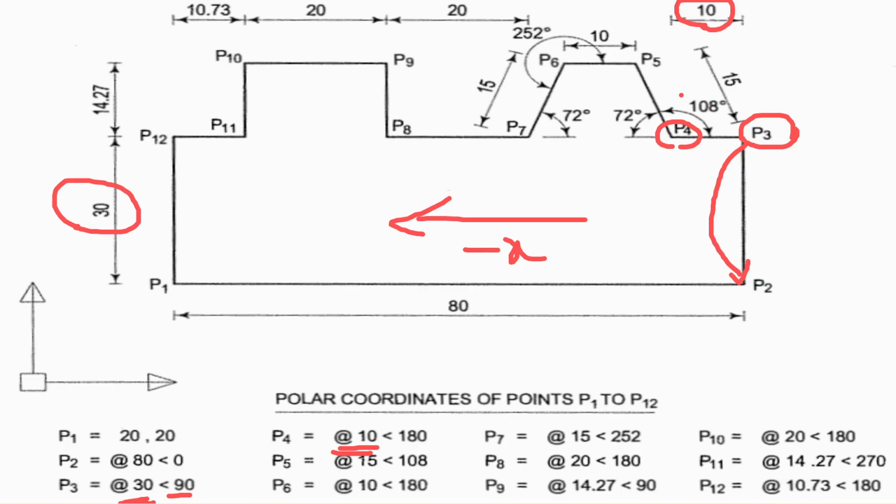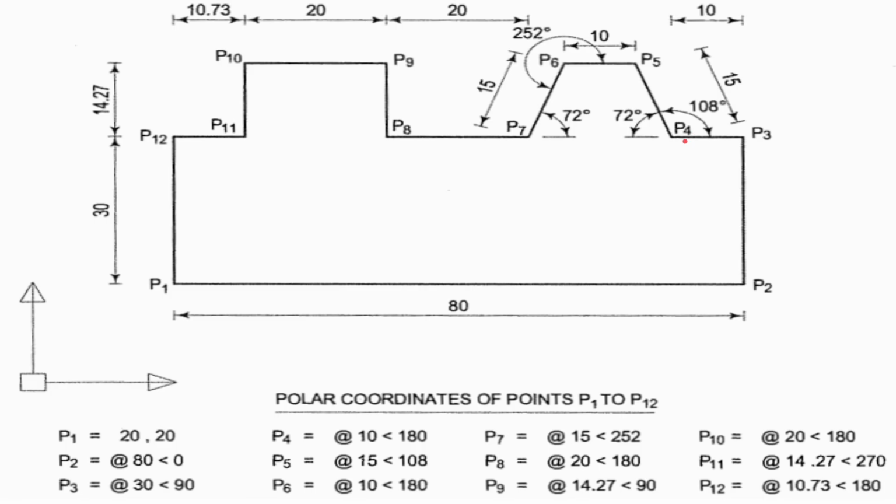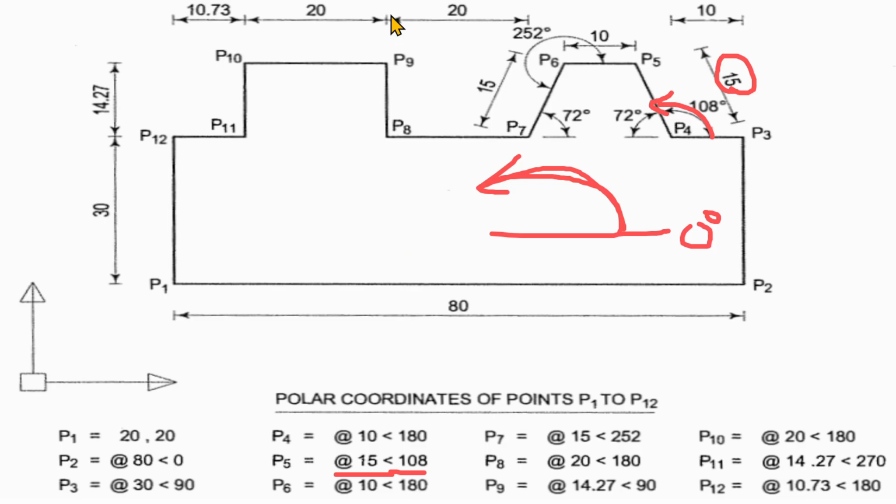And after that, we will be moving from P4 to P5. If we see P4 to P5, the direct distance is 15. So I'll be writing P5 as at the rate 15. If I see the angle, here you can see the angle is represented from 0 degrees. We are initiating from 0 degrees. The angle here is 108 degrees. So I'll be representing less than 108 degrees.